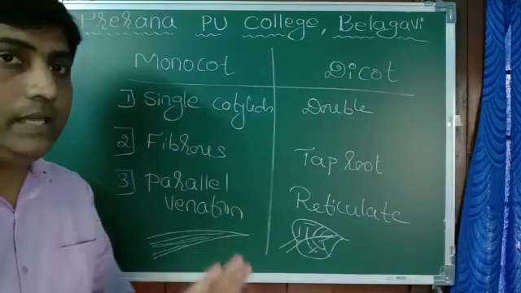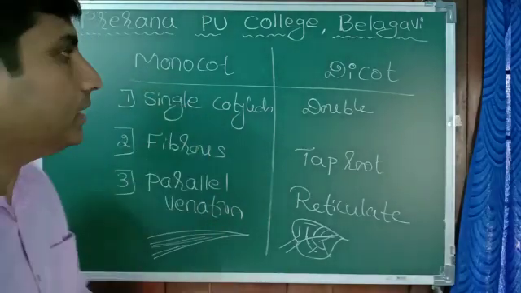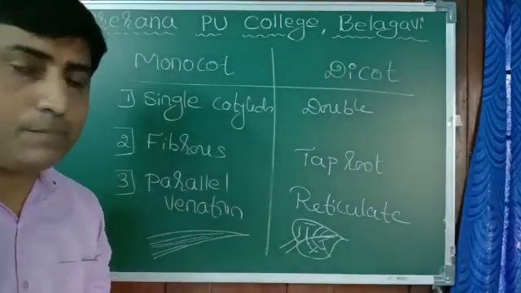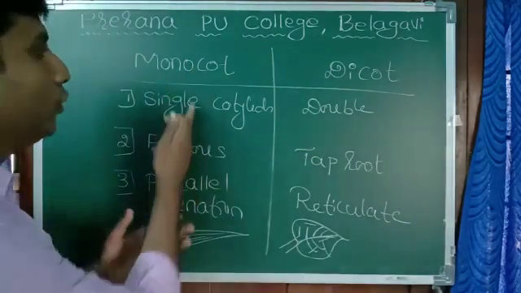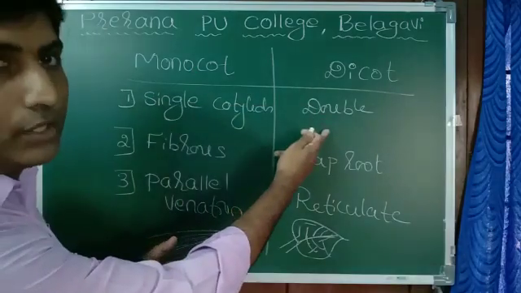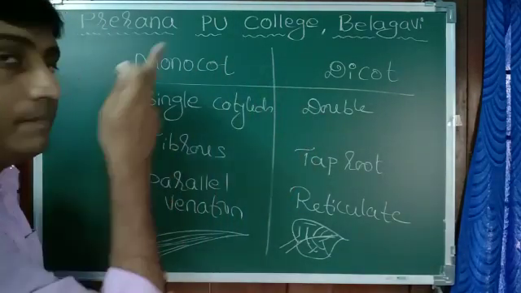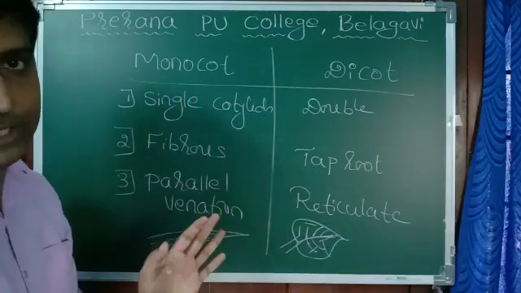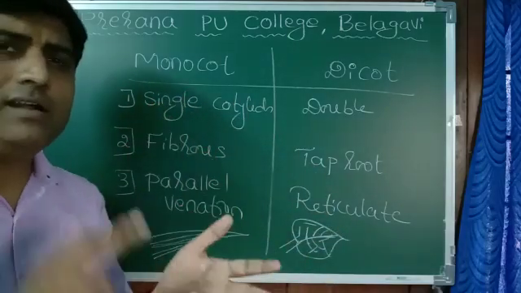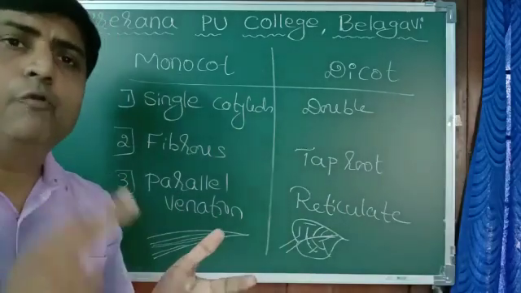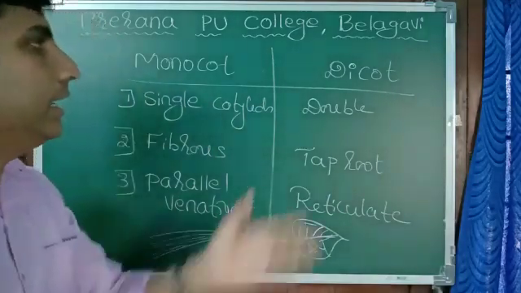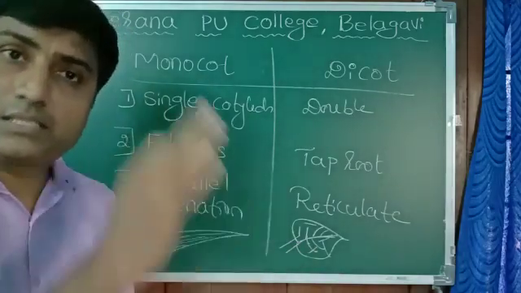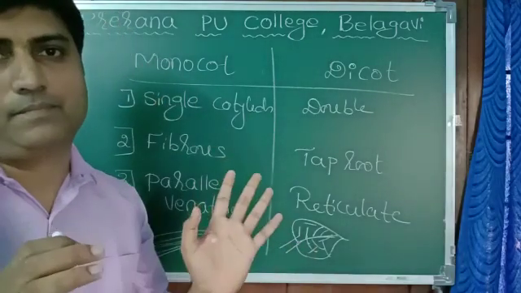So you can remember these three as very important differences between monocot and dicot. Obviously both of them are angiosperms, both of them are flowering plants. In monocot, single cotyledon, here double cotyledon. Fibrous root system, taproot system. Parallel venation, reticulate venation. Examples for monocot: rice, that is paddy, wheat, ragi, coconut. Examples for dicot: mango, then pulses, then groundnut, etc. Thank you.